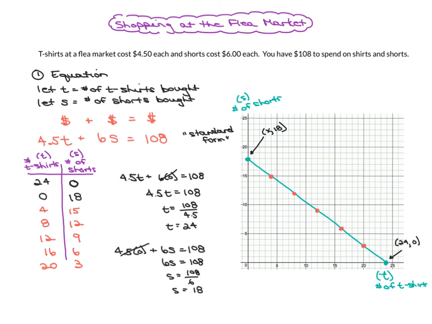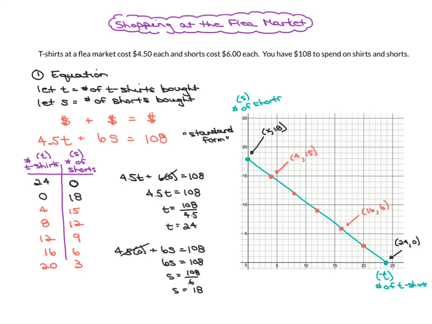So for example, this point right here would be 4 t-shirts and 15 pairs of shorts. This point right here tells me I have 16 t-shirts and 6 pairs of shorts. So all combinations where the cost would equal $108.